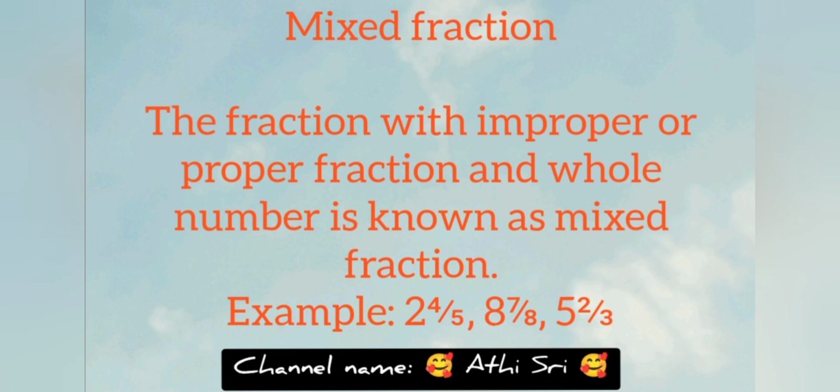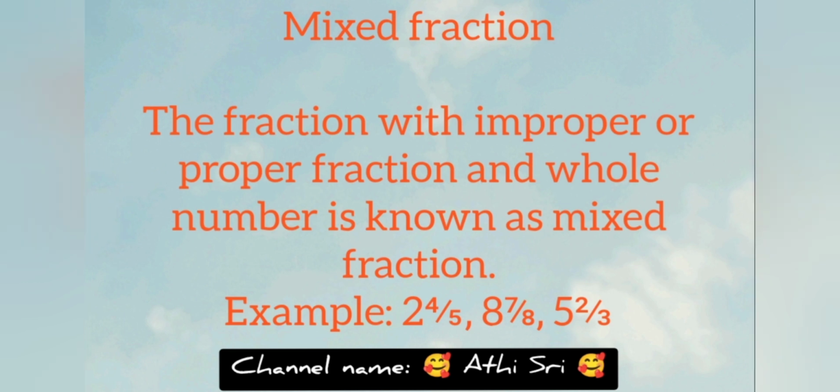Mixed fraction. The fraction with improper fraction or proper fraction and whole number is known as mixed fraction. That means there will be one fraction. It will be improper fraction or proper fraction, and in front of it there will be one whole number. Then the whole fraction is known as mixed fraction. Example, 2 4 by 5, 8 7 by 8, 5 2 by 3.